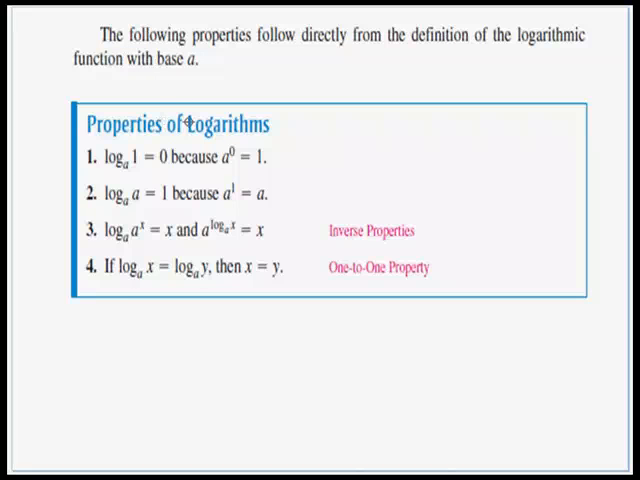Here we have some properties of logarithms. Log to any base of 1 is equal to 0. Because if we rewrite it in exponential form, our base is a, here's our exponent, a to the 0 power equals 1. It doesn't matter what we put in for a, anything to the 0 power is 1. So if you see a log base anything of 1, it's automatically going to equal 0.